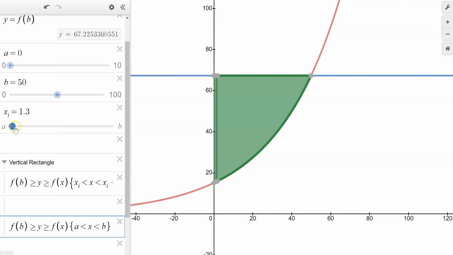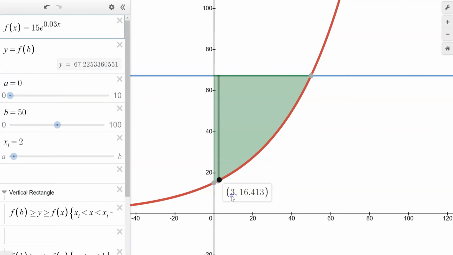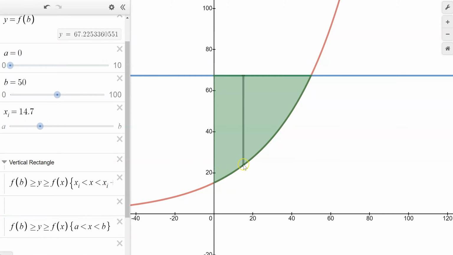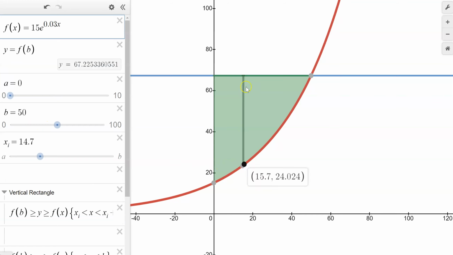As we move along, you can see the same thing. So 3 units, because my rectangle is 1 unit wide. They would have sold it for $16.41, but they were paid $67.25, just like before. And this just continues through the entire graph.